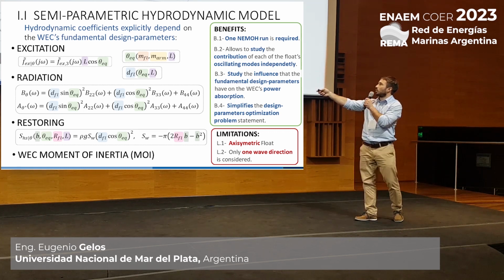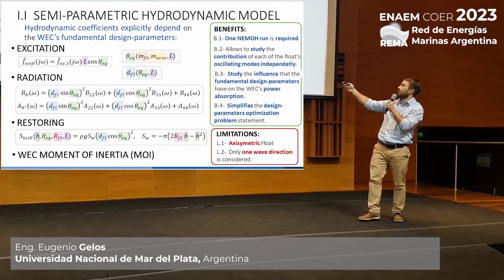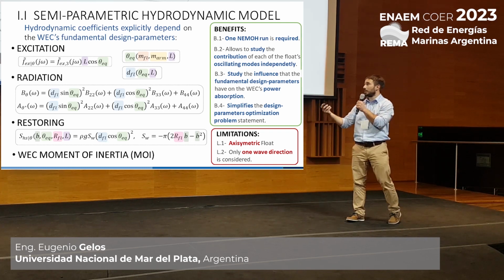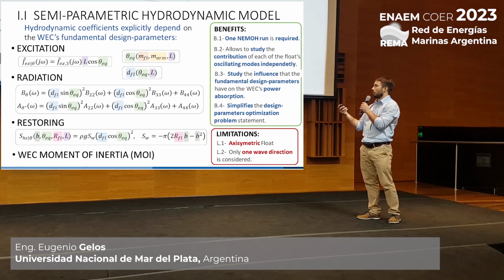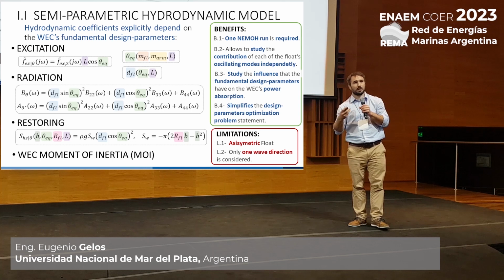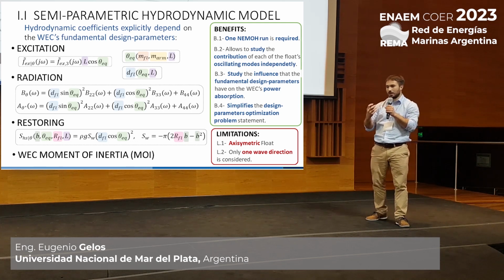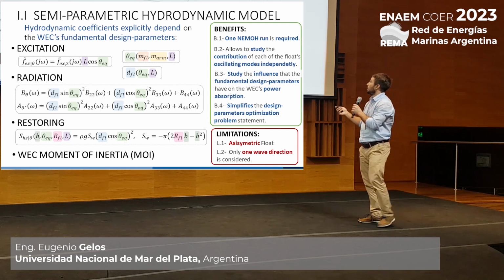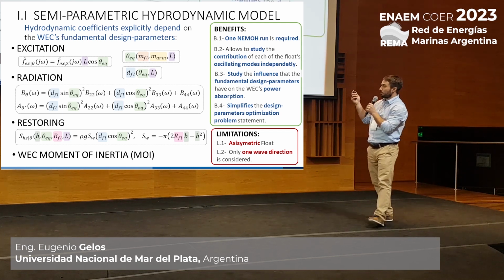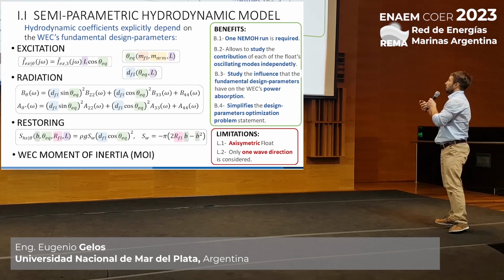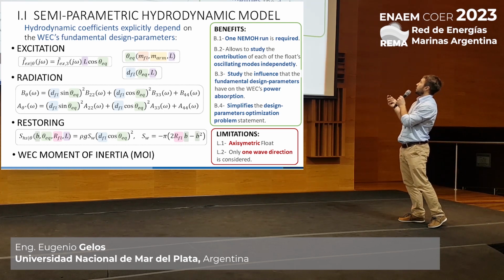Such as the angular position of equilibrium, the arm length, and the distance to the float's center of mass, the float radius and its draft, and also the arm and float total mass and the mass relations between these bodies. One of the benefits of this approach is that only one NEMOH run is required.